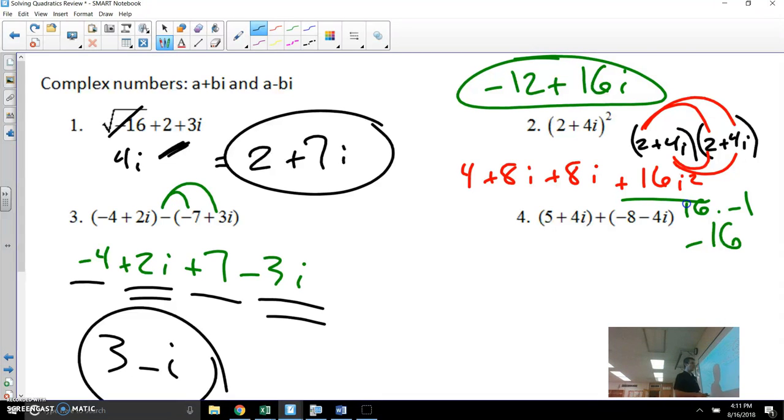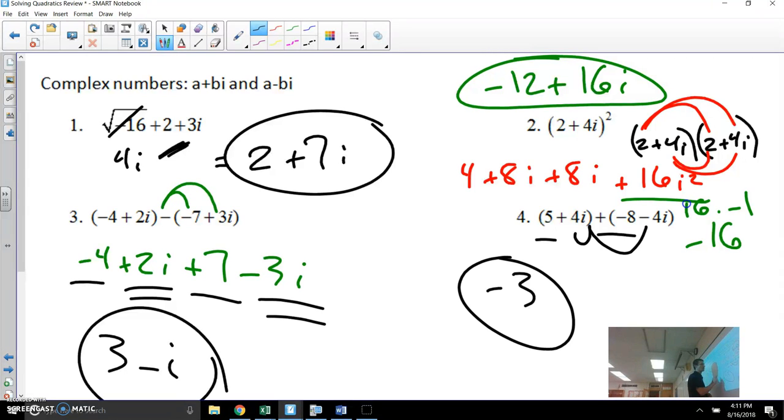Adding, a little easier. 5 plus negative 8, negative 3. 4 plus negative 4, well, those are really canceling out, so I think this one's, all it is negative 3. Don't have to worry about any i in that at all.